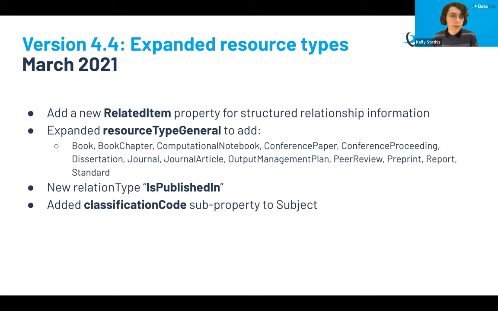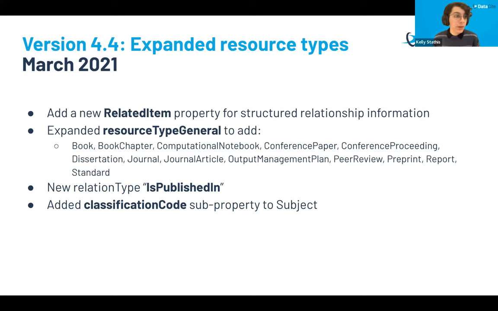This version also included the largest expansion of resource type general to date, adding 13 new terms to the list. And most of these are for text-based resources, and these could be considered subtypes of the existing term text. And this adds more specificity to the schema here.